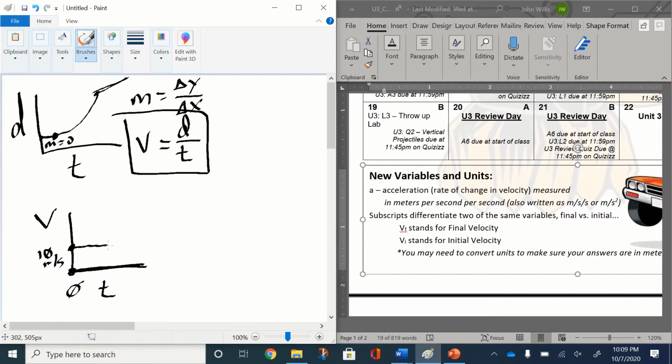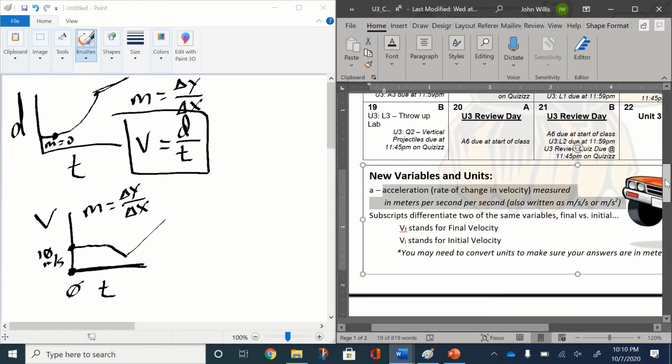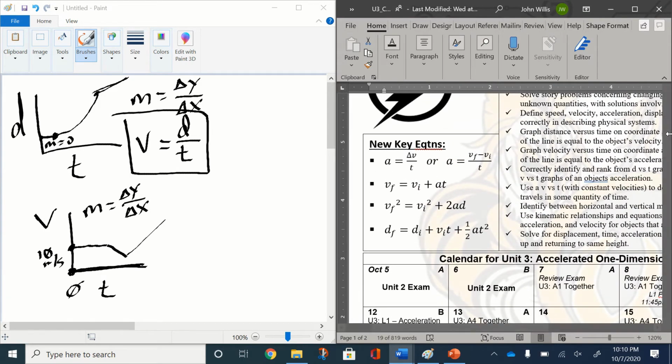And if that line changes, that means that you're gaining speed or losing speed. And so that's going to be a little bit different. We'll talk about it more in class, naturally. But the reason I bring it up is because we use the same idea, the equation of slope, in order to get our equation for acceleration. In fact, it's the first equation. If I come back over here to our unit packet, it's the first equation you see written up here under the section new key equations.